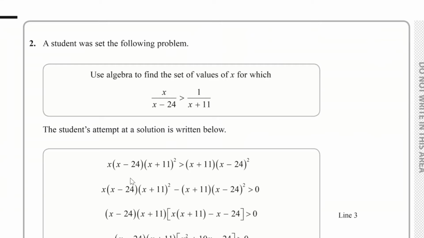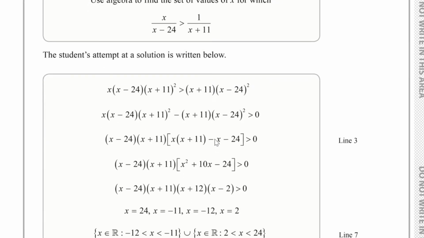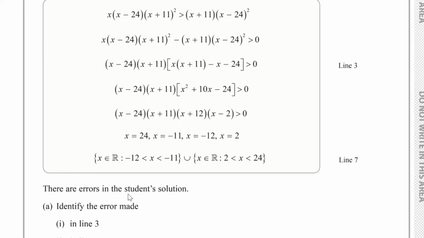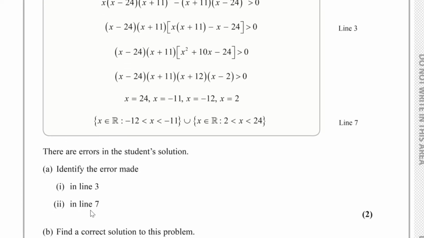For question 2, a student was set the following problem. Their problem was that they had to use algebra to find the set of values of x for which x over x minus 24 is greater than 1 over x plus 11, and the student's attempt at a solution is written below, and there are errors in the student's solution. We have to identify the error made in line 3 and in line 7.